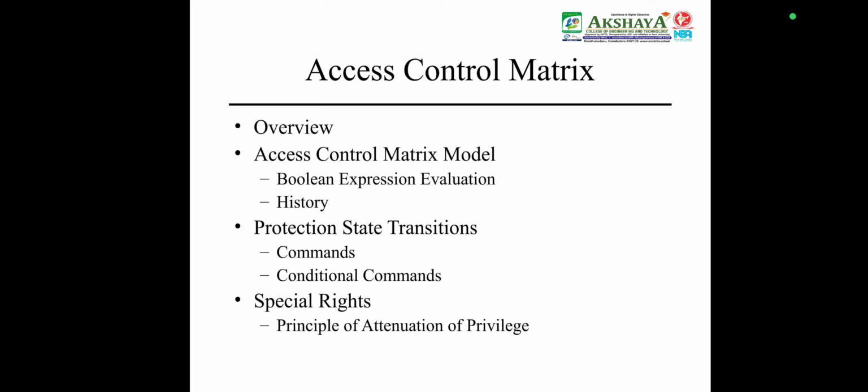The access control matrix model can be divided into two methods: Boolean expression evaluation and their history. Protection state transition consists of commands and conditional commands. Special rights. Special rights are the principle of attenuation of privilege.